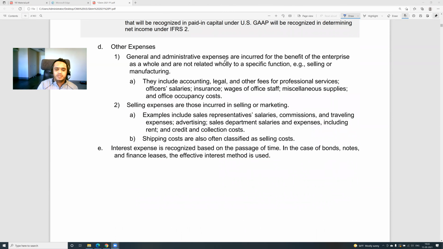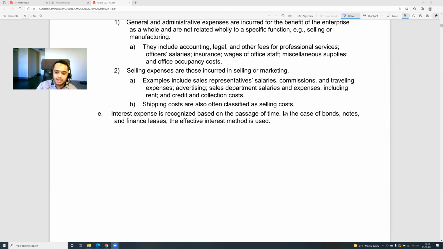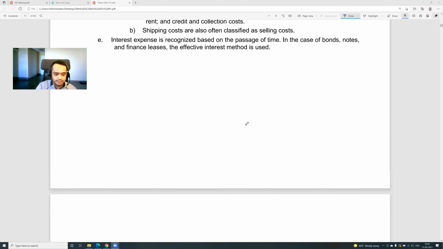Other expenses, general and administrative expenses, are incurred for the benefit of the enterprise as a whole and are not related wholly to a specific function, selling or manufacturing. They include accounting, legal, other fees for professional services, officer salaries, insurance, wages. These all are other expenses which are again included in the income statement. Selling expenses are those incurred in selling or marketing, and are also included in the income statement. Interest expense is recognized based on the passage of time. In the case of bonds, notes, and finance leases, the effective interest method is used.